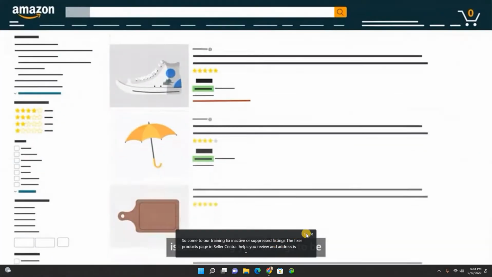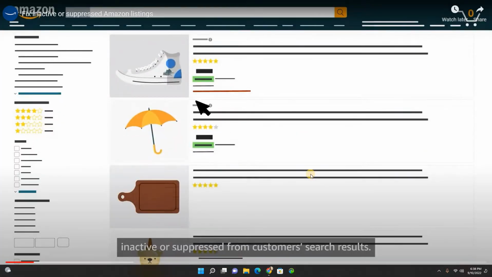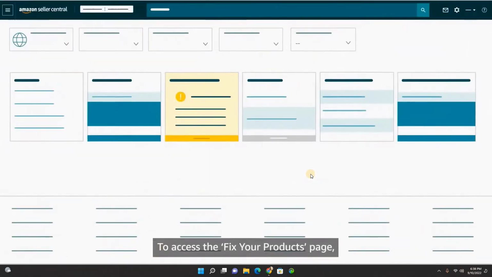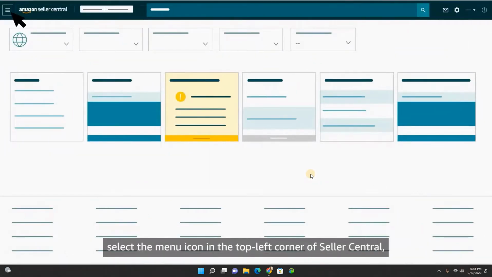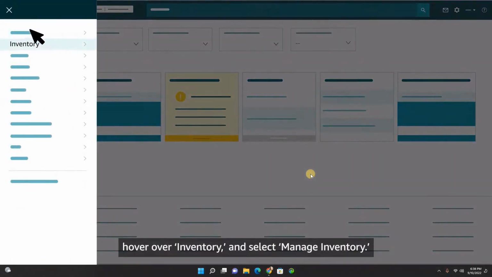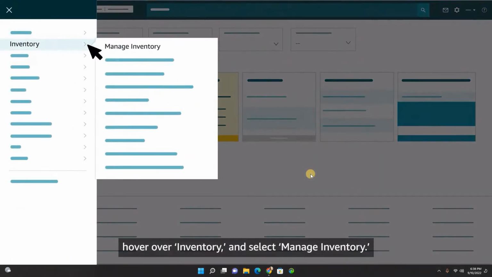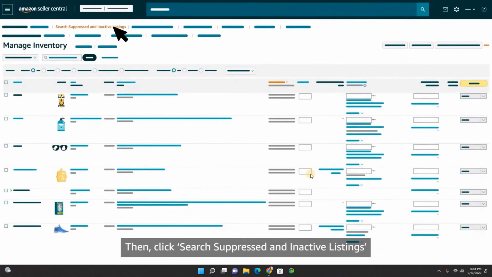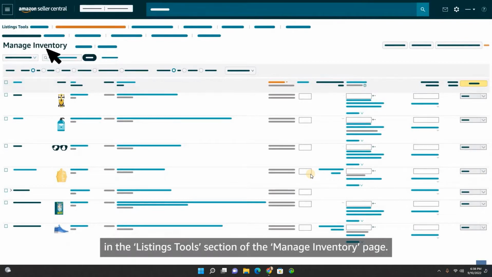can address issues causing your listings to be inactive or suppressed from customer search results. To access the Fix Your Products page, select the menu icon in the top left corner of Seller Central. Hover over Inventory and select Manage Inventory. Then, click Search Suppressed and Inactive Listings in the Listings Tools section of the Manage Inventory page.